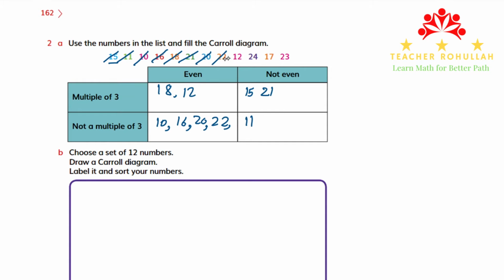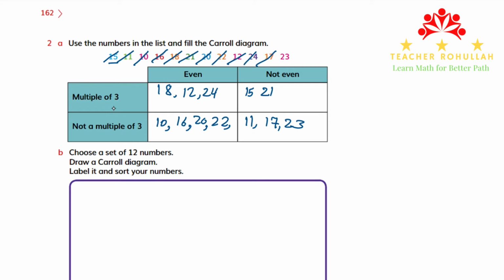Well, 12 is also done. 24 is a multiple of 3. At the same time, it's even. So 24 comes here. 17 is not a multiple of 3. At the same time, it's not even also. So it comes over here. And the same case is with 23. It's not even and it's not a multiple of 3. So 23 comes here. We are done with this question also.